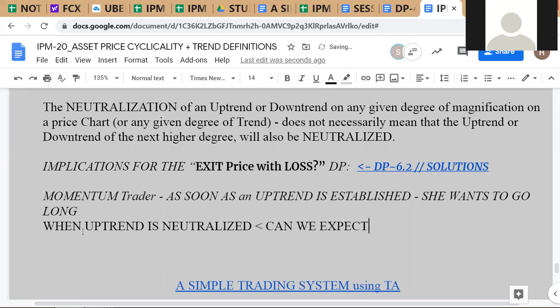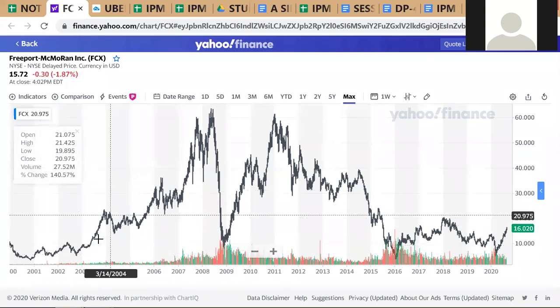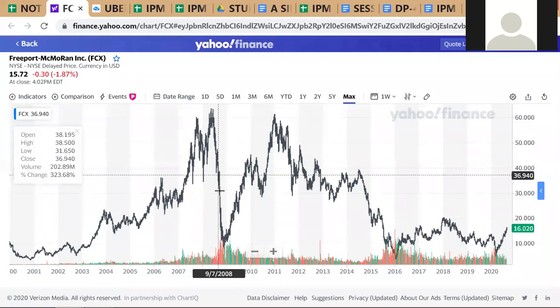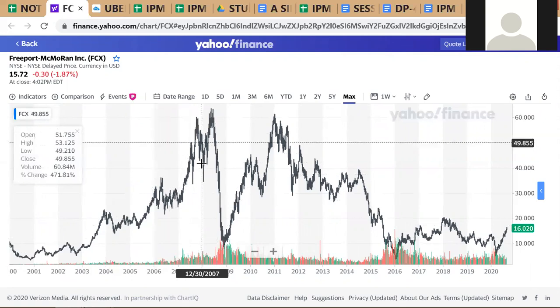Can we expect further price rises? Okay, what is the answer to this, Akshita? When the uptrend is neutralized, we started with an uptrend. Okay, now we saw this uptrend. Now, the moment the uptrend is neutralized, can we remain as bullish as we were in these phases?